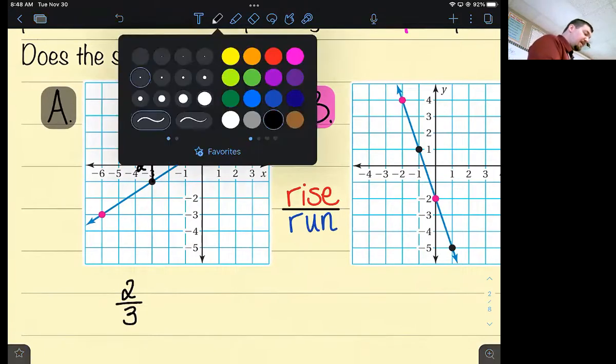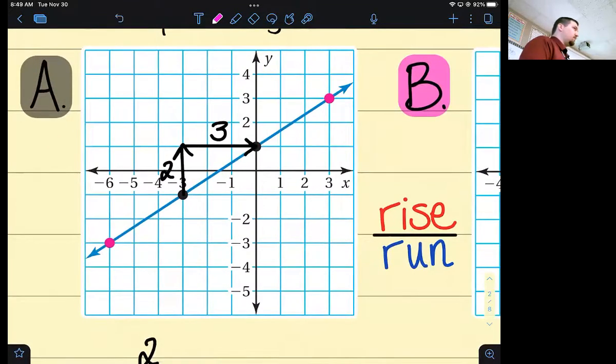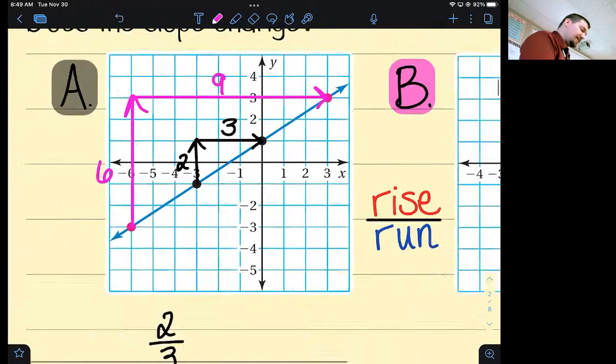Now, if I use the two pink points, I should get the same thing. You might be looking at that and going, how is he going to get the same thing? They're way farther apart. Yeah, our fractions can reduce. To go from one pink dot to the other, I have to travel up 1, 2, 3, 4, 5, 6. So I'm going up 6. And then to the right, 1, 2, 3, 4, 5, 6, 7, 8, 9. So my slope is 6/9.